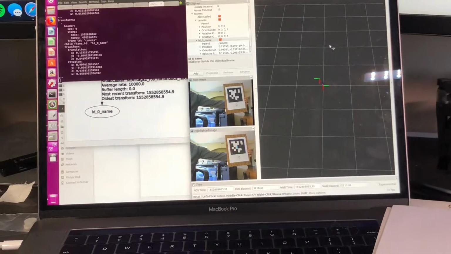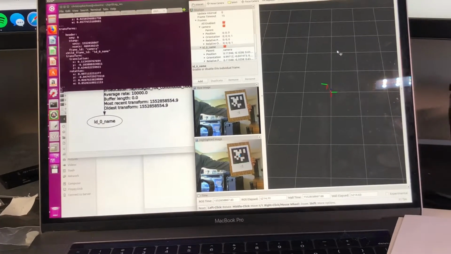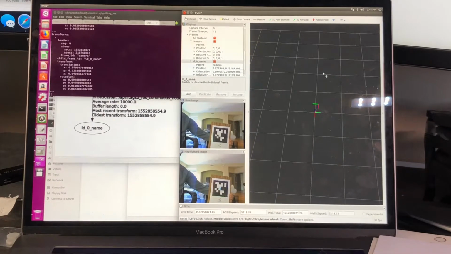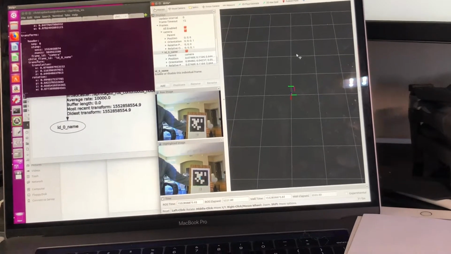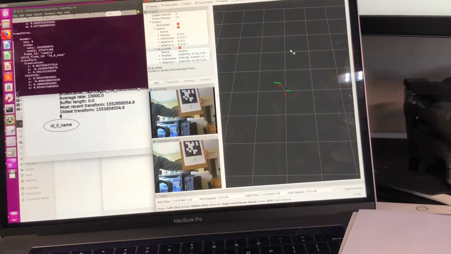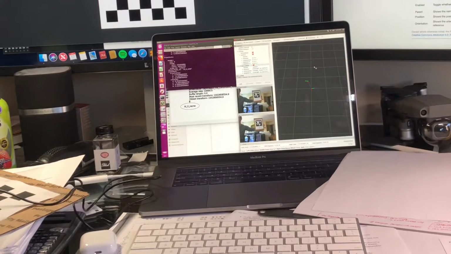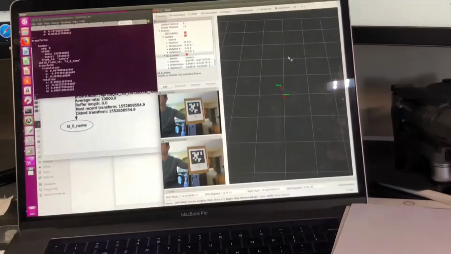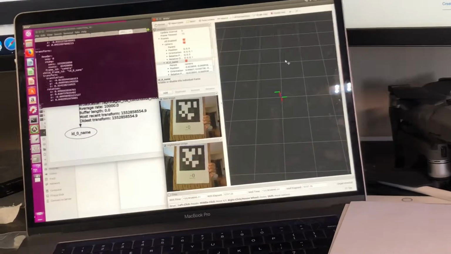In terms of green, RGB, green is Y. So if we move it down, which supposedly means positive here, we should see it move along the green axis. And it did. So if I move it up, it should move against the green axis. Yep. And blue means that if I move this further back, it should move further up. Yep. And if I move it closer, it should be close to the ground, lower. Yep. So these are tested.